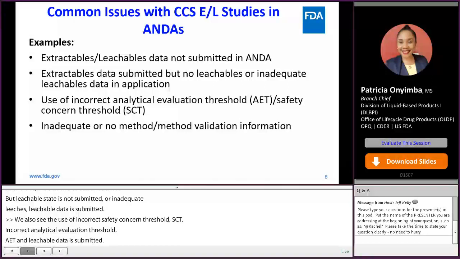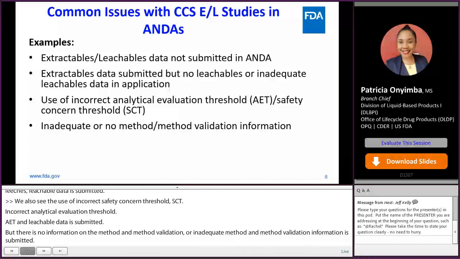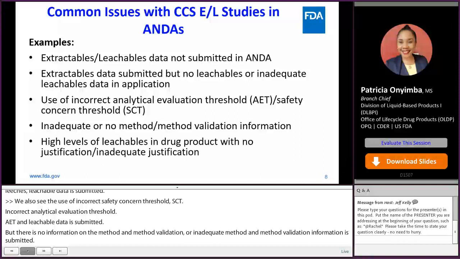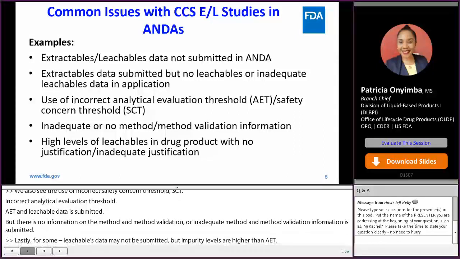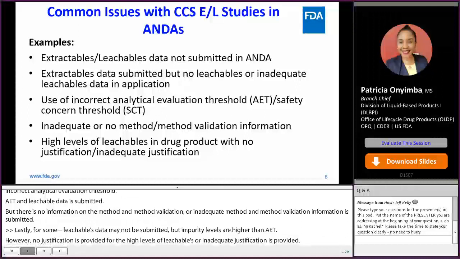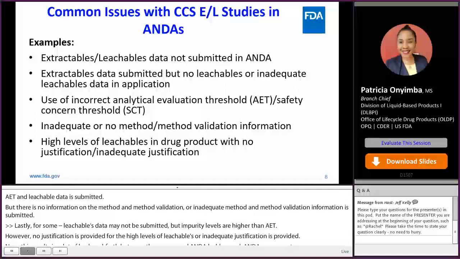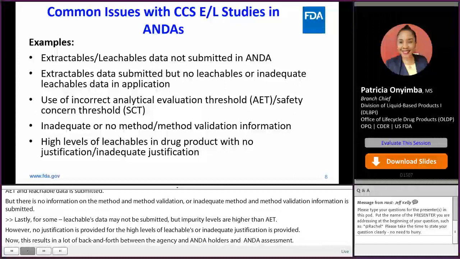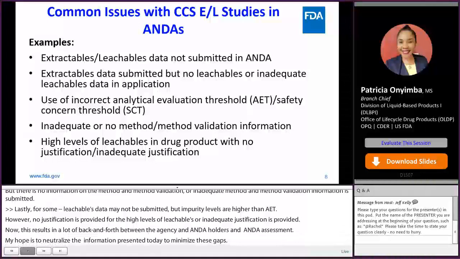We see where extractables and leachables data is submitted, but there is no information on the method and method validation, or inadequate method and method validation information is submitted. And lastly, for some ANDAs, leachables data may be submitted with impurity levels that are higher than AET. However, no justification is provided for the high levels of leachables, or inadequate justification is provided. Now, these gaps result in a lot of back and forth between the agency and ANDA holders during ANDA assessment. And my hope is that you utilize the information presented today to minimize these gaps.